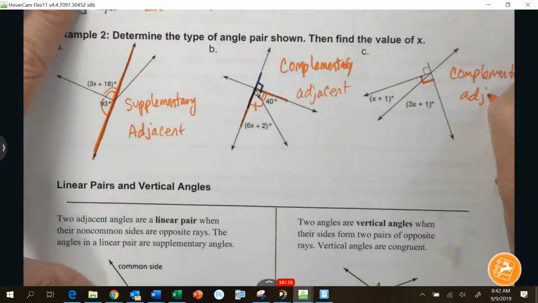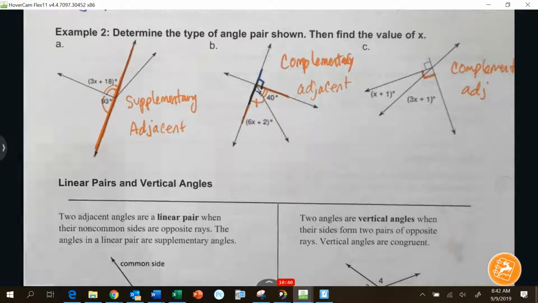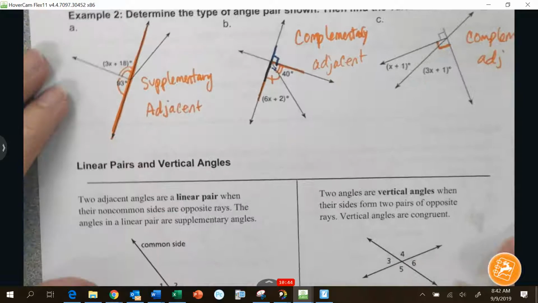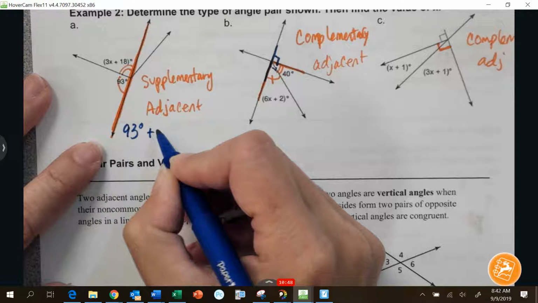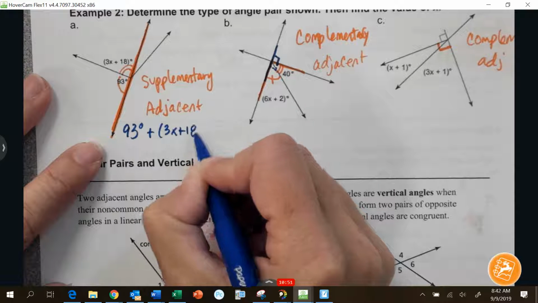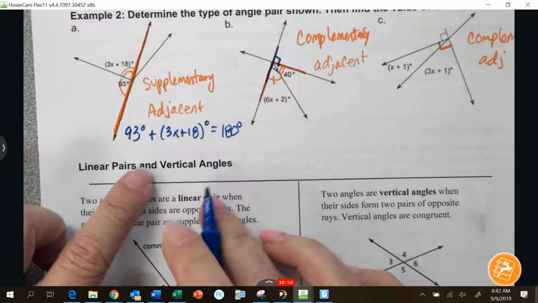We're also supposed to solve these, but time, we've been solving a bunch. I can set them up. How about we set them up but not take the time to solve them? So if they are supplementary, that means I add 93 degrees plus 3x plus 18 degrees, and that equals 180 degrees.